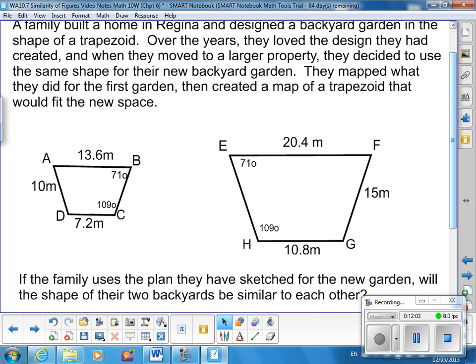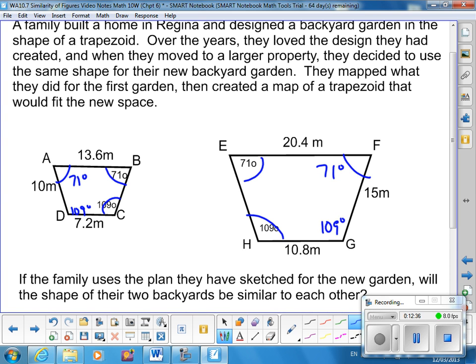So we need to find corresponding sides and determine if the ratios are the same, and also look to see if the angles are equal. So this is 71. So this one would also need to be 71 because they're corresponding. This angle is 71, and this angle needs to be 71. This bottom angle is 109, so the corresponding angle would be 109. This bottom angle is 109, so this corresponding angle needs to be 109. A definition of a trapezoid means that the base angles are equal and the top angles are equal. So far, we do have a similar shape, but now we got to check the sides.